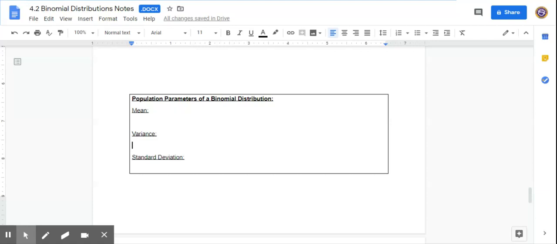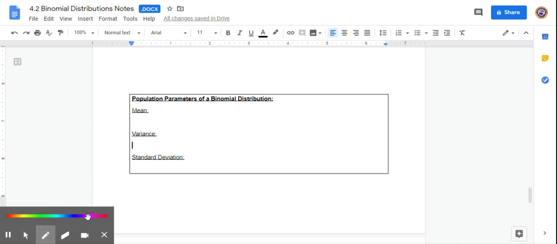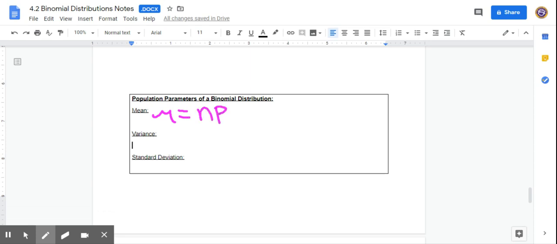So the last part of the section is on population parameters of a binomial distribution. What that is talking about is the mean, the variance, and the standard deviation. For a binomial distribution, the mean, so we can use mu, that little curved m, is always equal to n times p. So n is the number of total trials, and then p is the probability.